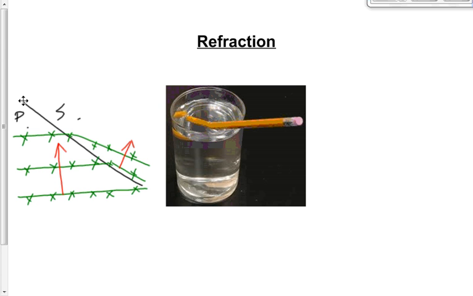Now, what else changes? We got speed changing. We got direction changing. What else we got changing? The wavelength. Look at this. Hey, look how far apart they are here, and look how close they are together here. The wavelength will also change. So, it goes to a new medium. That causes the speed to change. That causes the wavelength to change. The speed changing also causes the direction to change.